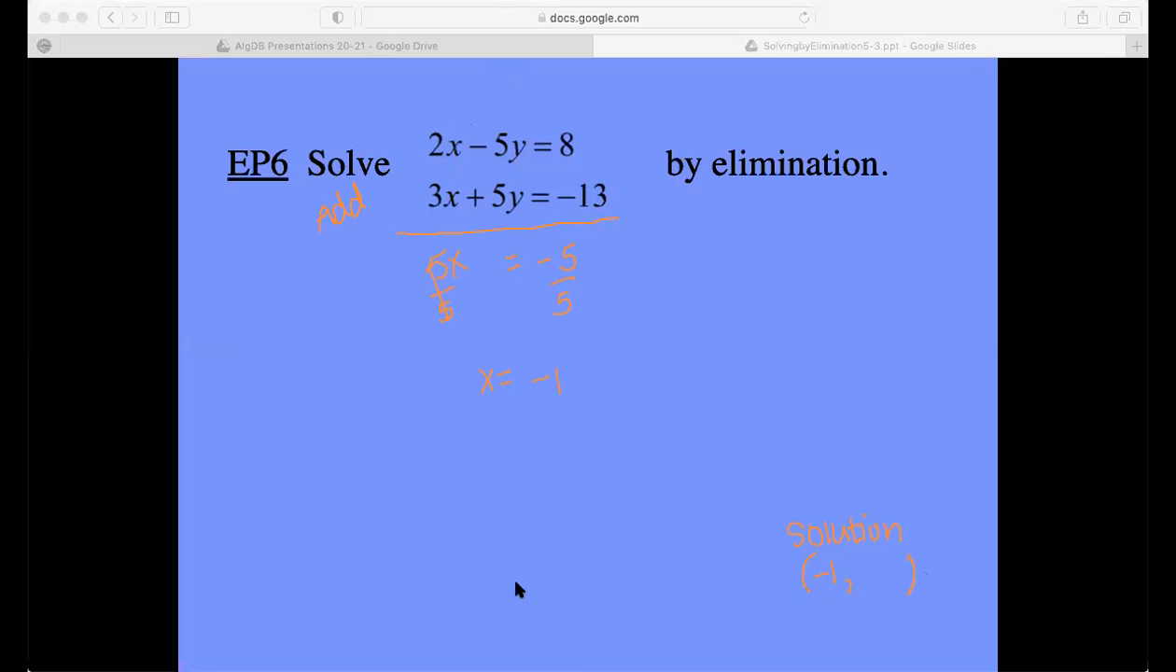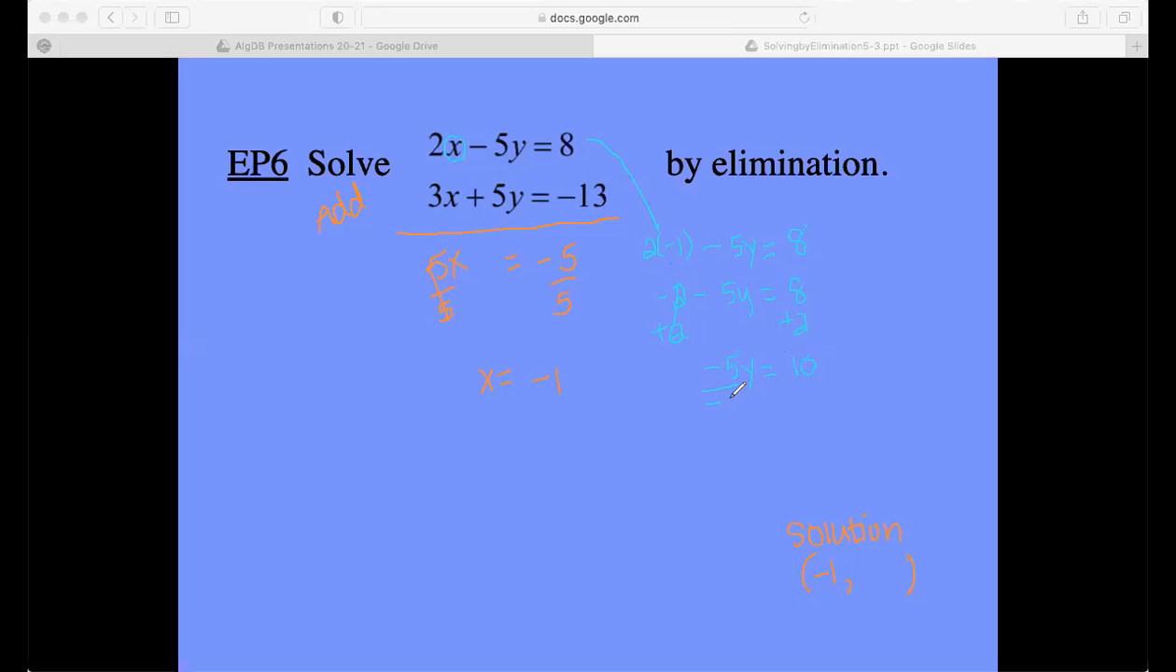I'm going to go ahead and use the top equation this time. Remember, it doesn't matter where you substitute it. So I'm going to take this top equation and I'm going to replace this x with x's value, which is negative 1. So I'm going to write 2 times negative 1, that's what x is equal to, minus 5y equals 8. So negative 1 times 2 is negative 2, minus 5y equals 8. Add 2 to both sides. And I get negative 5y is equal to 10.